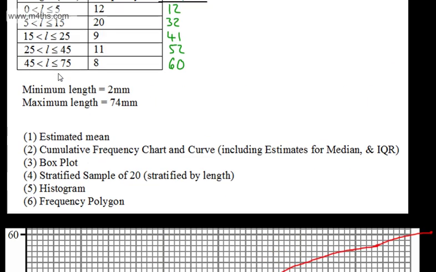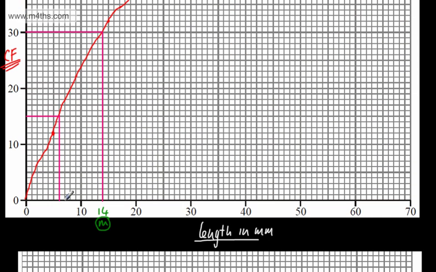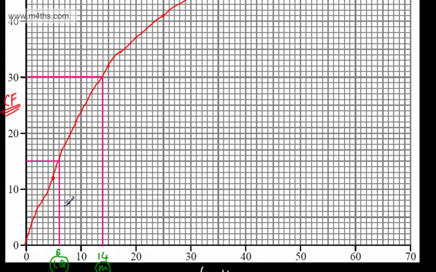So on here we've got 60, so we can say now the 15th worm is going to give us approximately 6 millimeters. So this now is going to be the lower quartile. What the lower quartile tells me is that 1/4 of these worms now were less than 6 millimeters long.